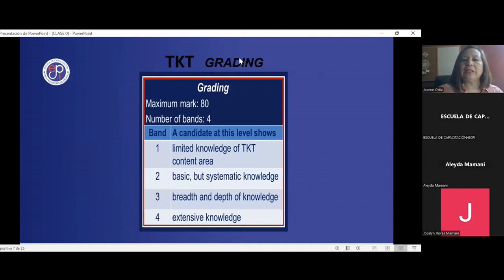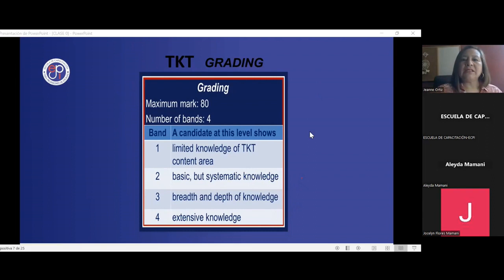The grading. So this is a maximum of 80 questions, remember? And we have 4 bands, from 1 to 4. 1 means limited knowledge of the TKT content area. If you get 2, basic but systematic knowledge. If you get 3, breadth and depth of knowledge. And if you get 4, extensive knowledge. It's great to get 3 and 4 in your certificate. So these bands are really good. Okay, and everybody recognizes that you have a good knowledge of methodology.